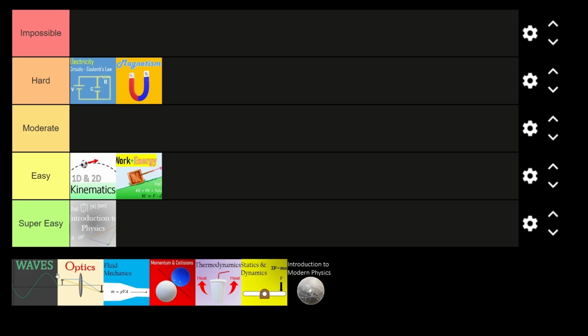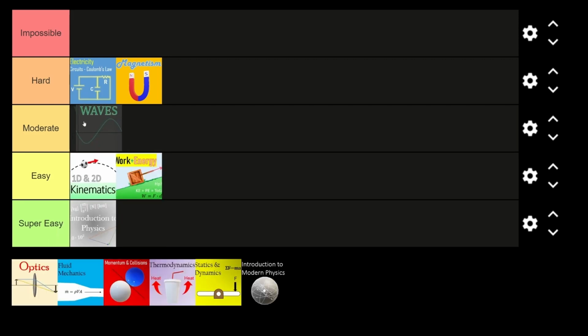I believe waves should be placed in moderate. I agree with you on that. It's kind of straightforward, but in a way it's not. Absolutely, certainly. Yeah, let's move that into moderate.